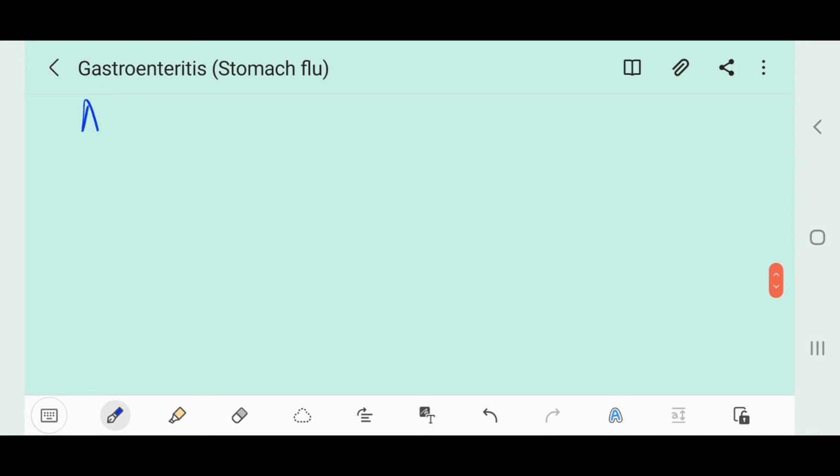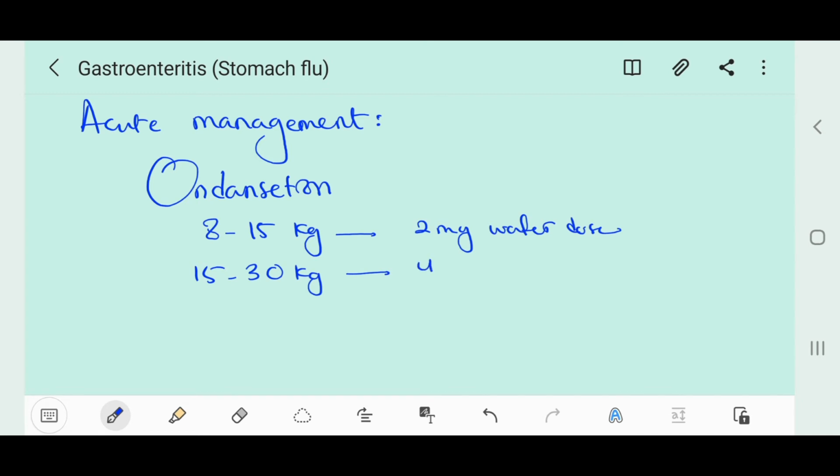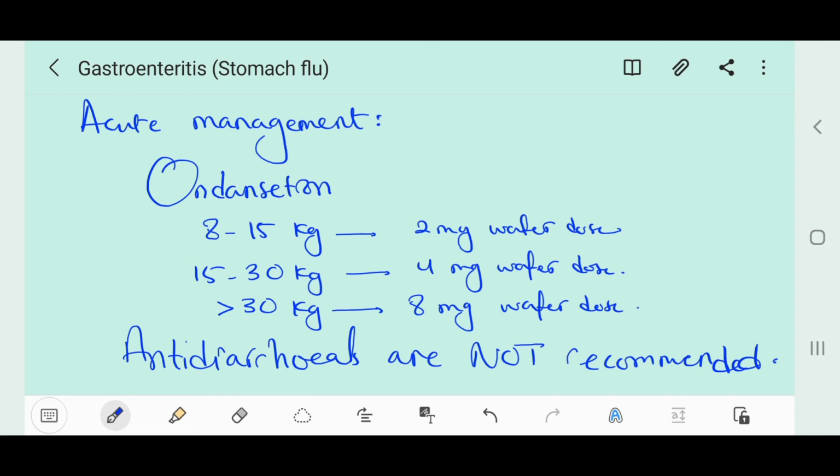So now for the acute management of gastroenteritis, we can give ondansetron, but it's not recommended for children less than 6 months old or less than 8 kilograms in weight, and it should only be administered once in this setting. And the doses are as follows: 8 to 15 kilogram babies, we give them 2 milligram wafer dose. 15 to 30 kilograms, we give them 4 milligram wafer dose. And above 30 kilograms, an 8 milligram wafer dose. Antidiarrheals are not recommended.